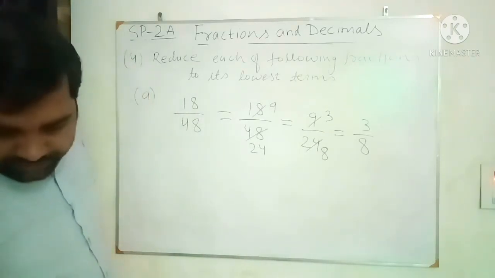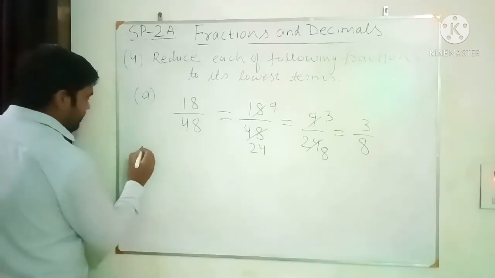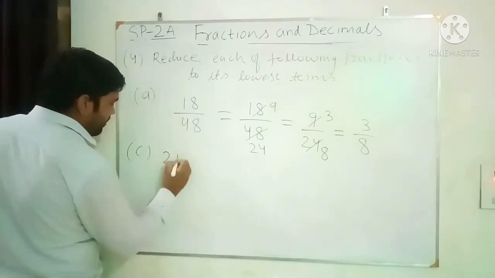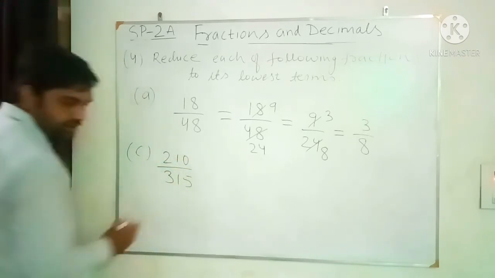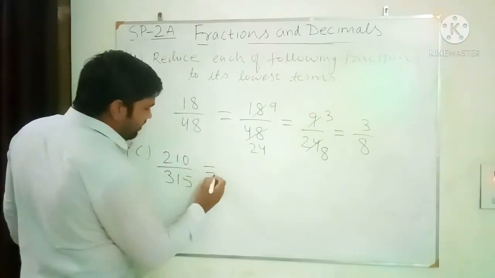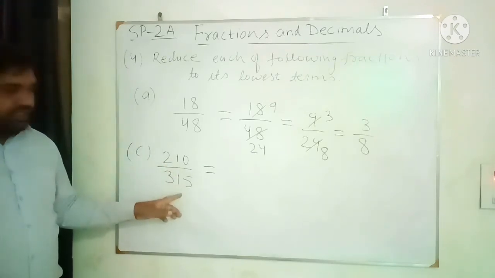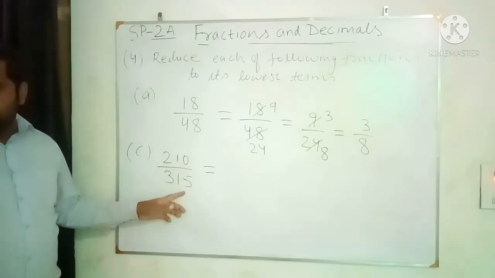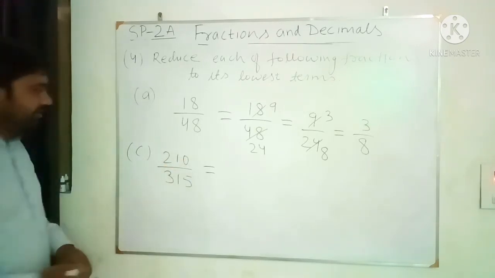Now see the next question. Question number C, 210 upon 315. Again you see, the numerator and denominator end with the digits 0 and 5. This means both are divisible by 5. So first of all we divide both the numerator and denominator by 5.